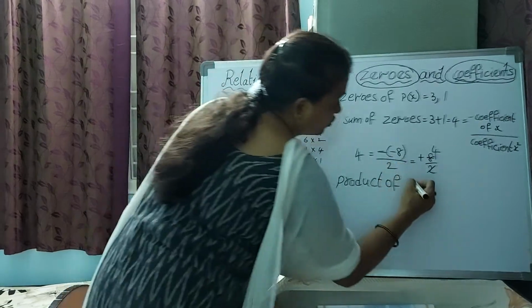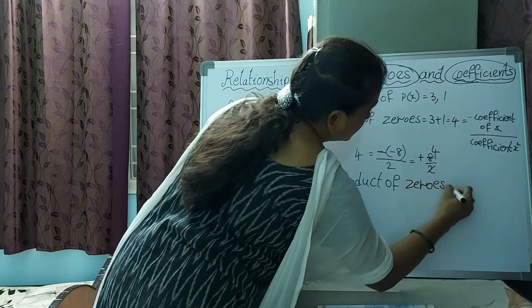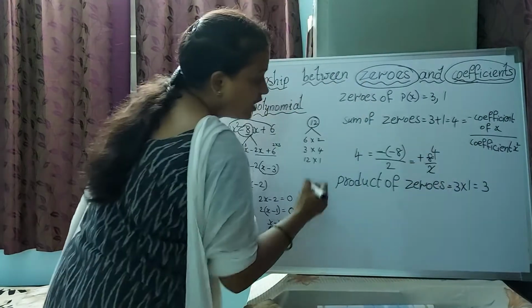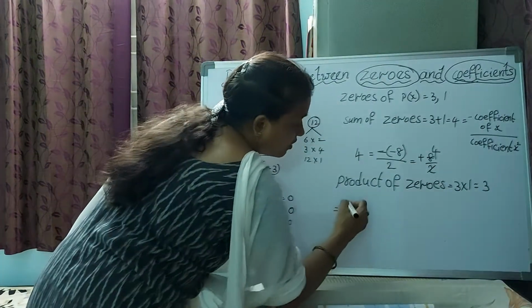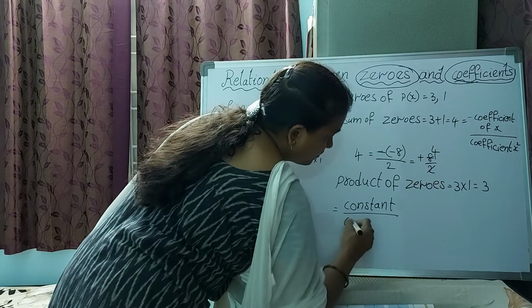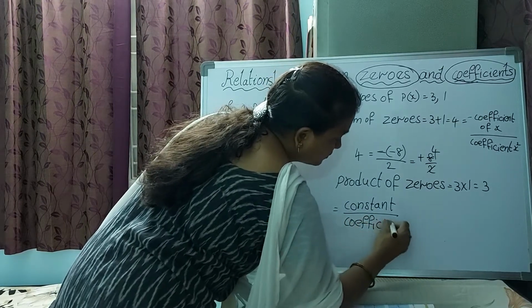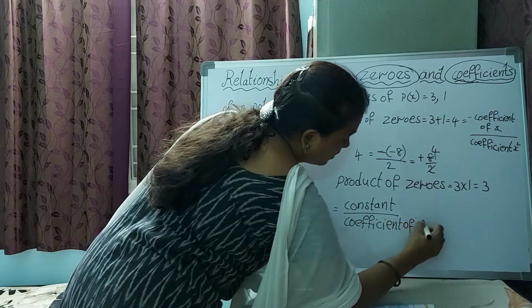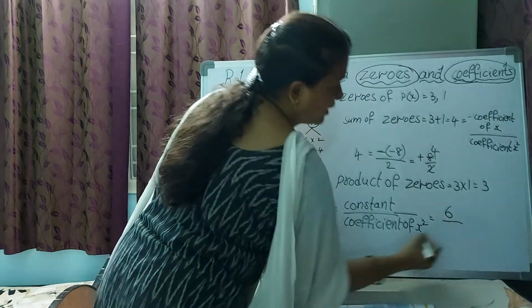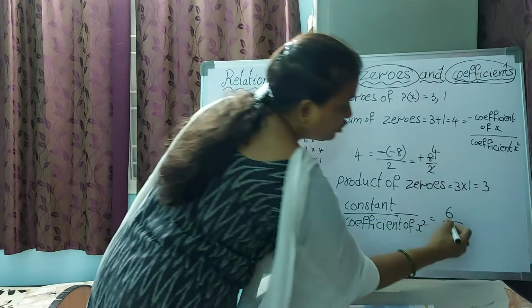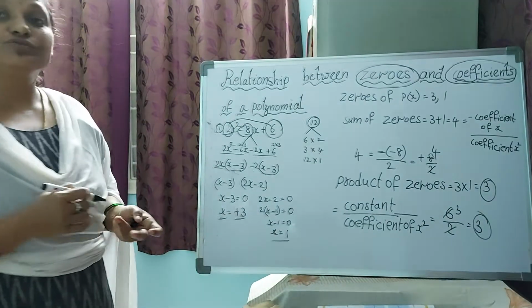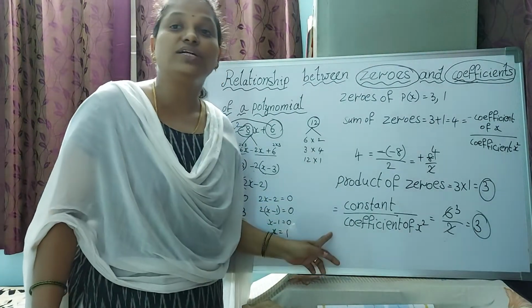Product of zeros. What is the product of zeros? See, what are the zeros? First of all, 3 into 1. 3 ones are 3. Now, we will see the constant term by the coefficient of x square. What is the constant term here? 6 is the constant term. 6 by, what is the coefficient of x square? 2. 2 ones, 2 threes. So, the product is the same. Product of zeros is nothing but constant by coefficient of x square.